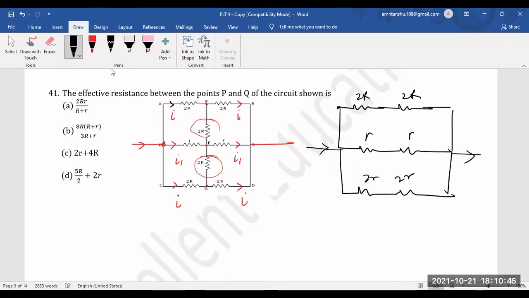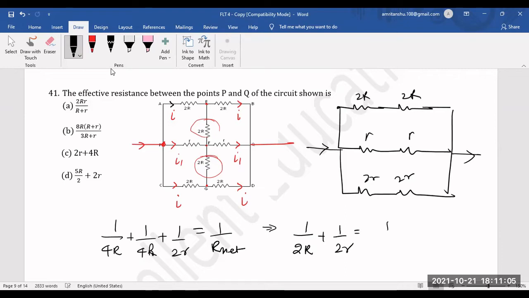And when you solve this, you get 1 by 4R plus 1 by 4R plus 1 by 2R equals 1 by R net. And this comes out to be... so R net comes out to be... okay. Let's move on to the next question now.